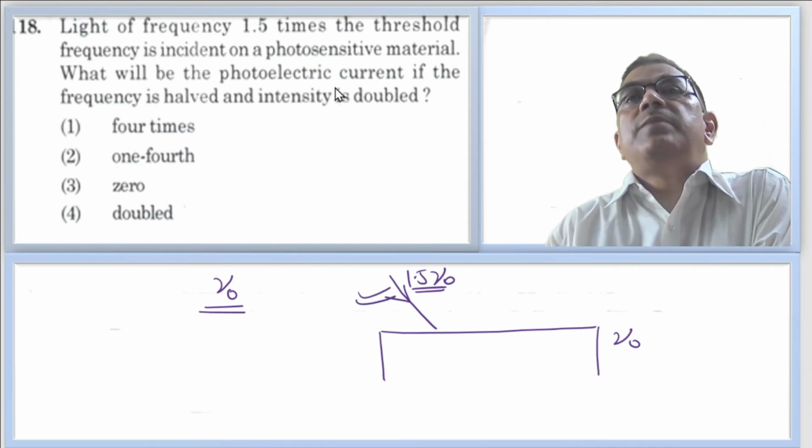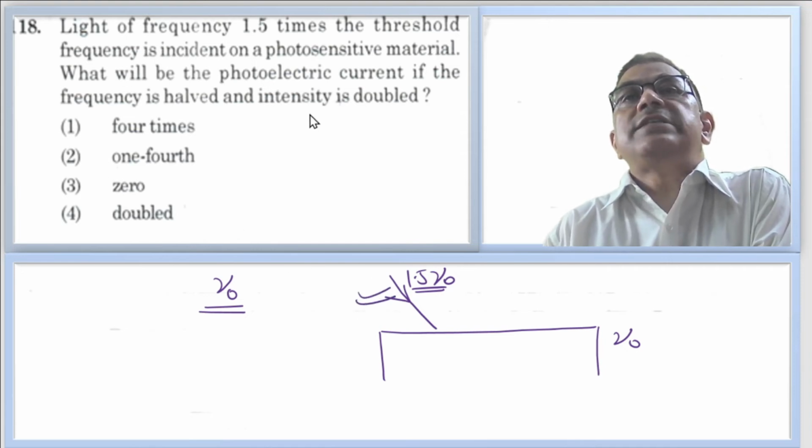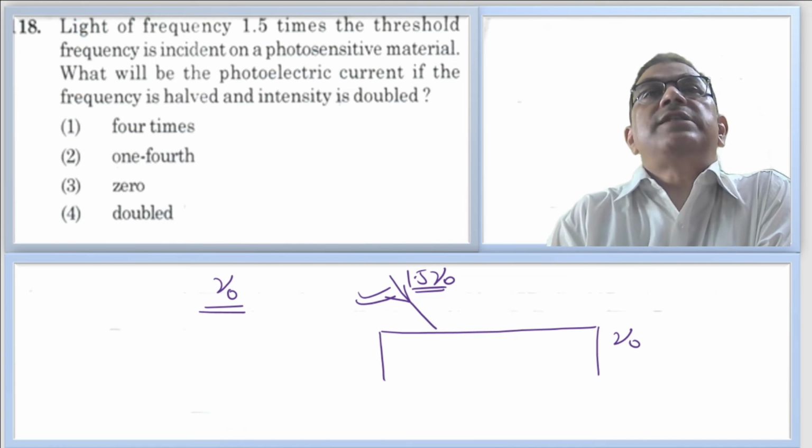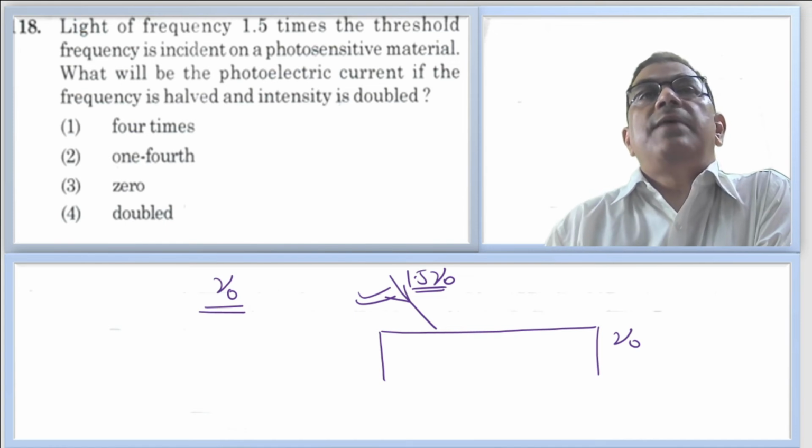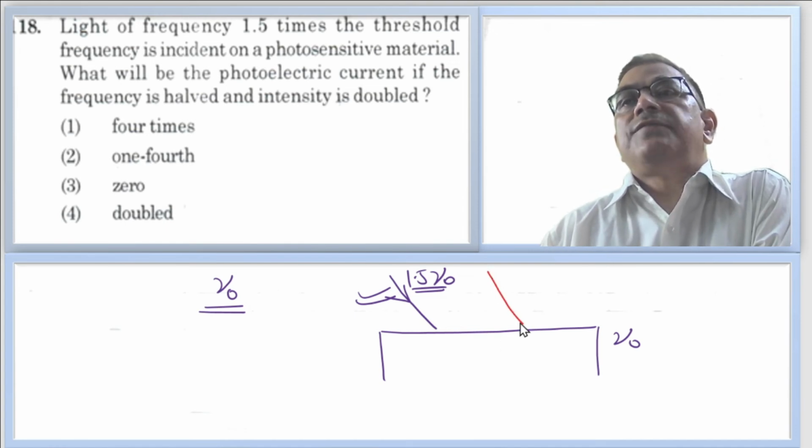Next, what will be the photoelectric current if the frequency is halved? If the frequency is halved, then what will happen? If the frequency is halved, in that case, in the second case, this will be equal to how much?